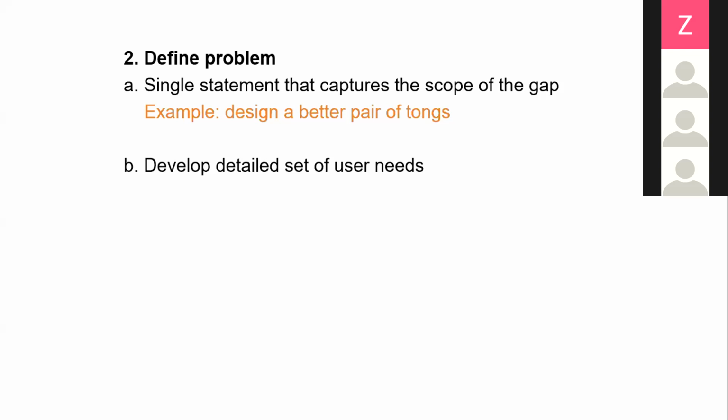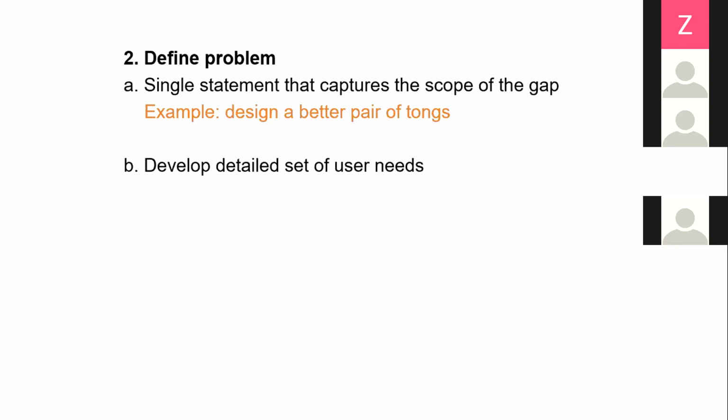So in the second stage, we saw that defining the problem becomes very important. So how can we define this problem in one single simple statement? And the second part of this is the detailed set of user needs. Now, looking at our old man's problem, if I put his problem into a design statement, a problem statement, and I say, design a better pair of tongs. Okay. So what happens here when I say this?